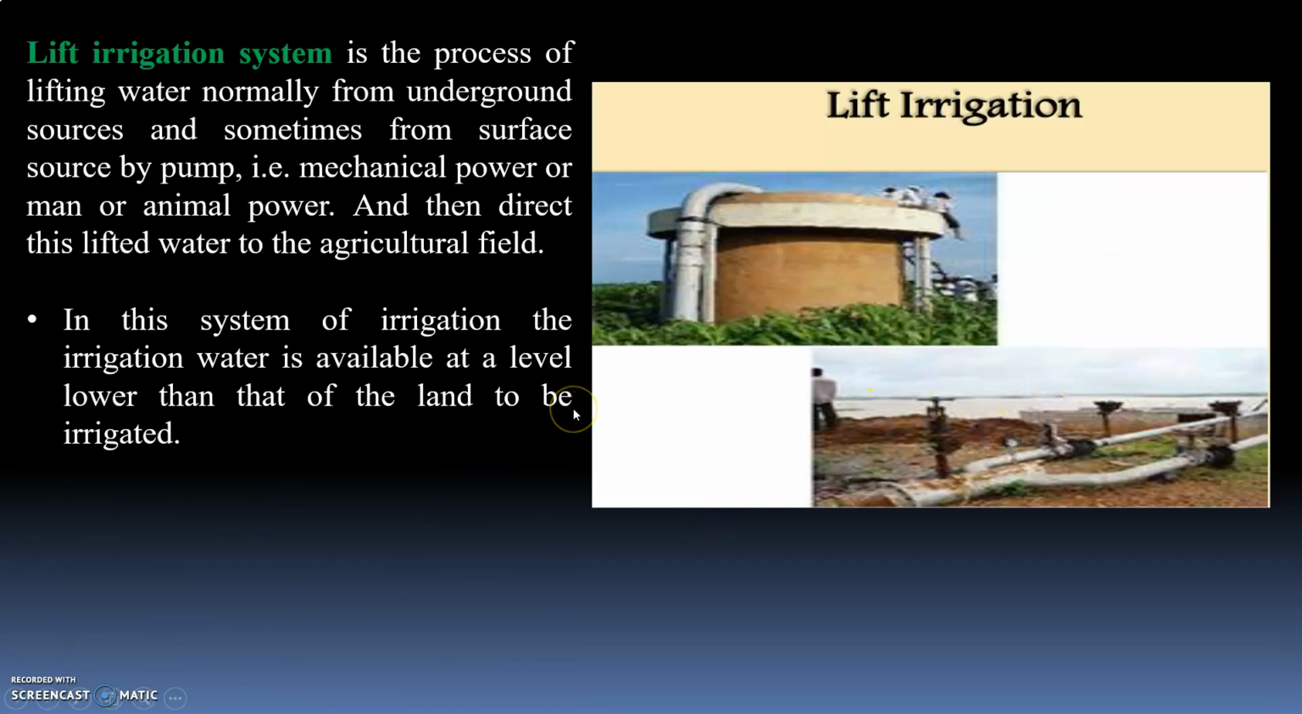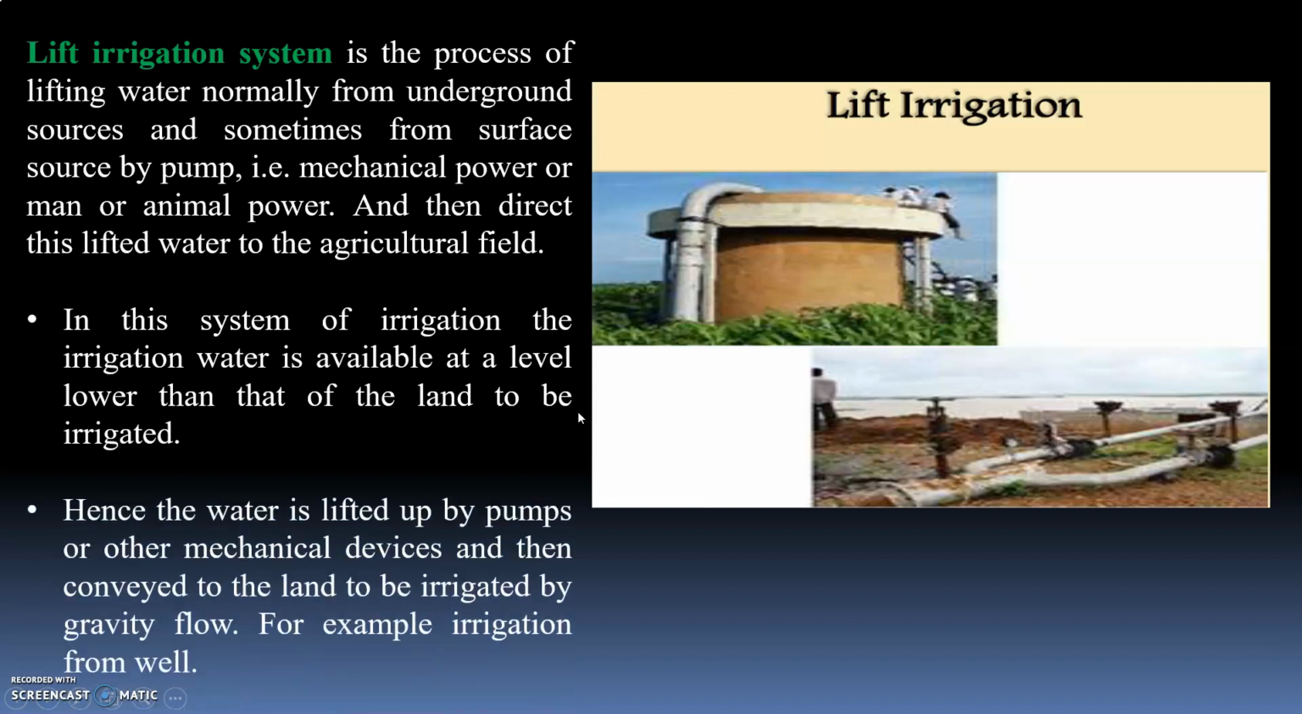In this system of irrigation, the irrigation water is available at a level lower than that of the land to be irrigated. Hence, the water is lifted up by pumps or other mechanical devices and then conveyed to the land to be irrigated by gravity flow. A good example for this is the well. The well is a good example for lift irrigation system. Here mainly, water is lifted from the underground sources by using the pump.